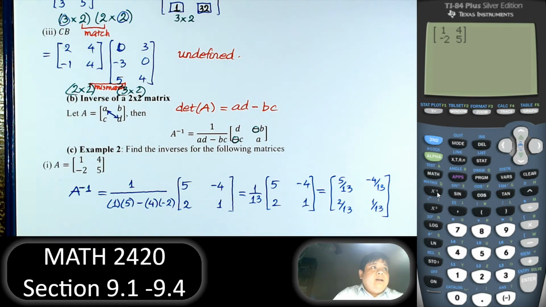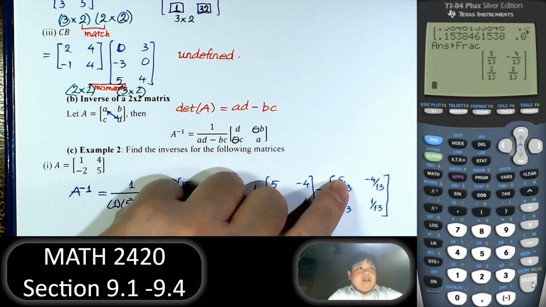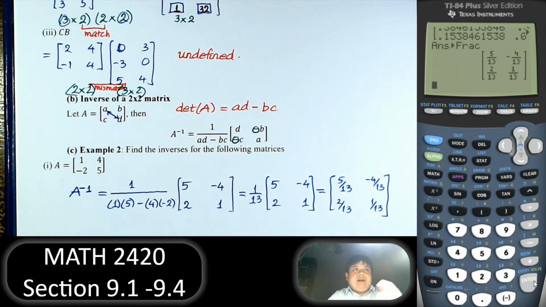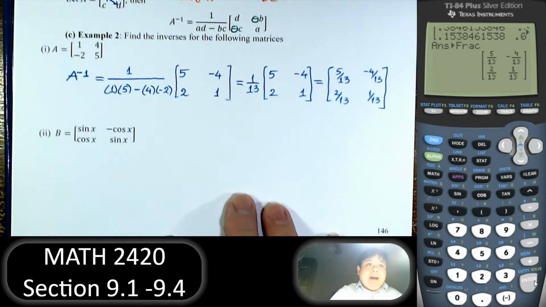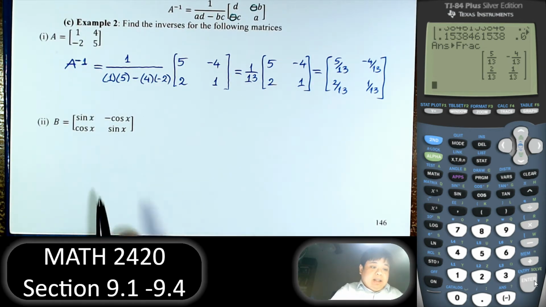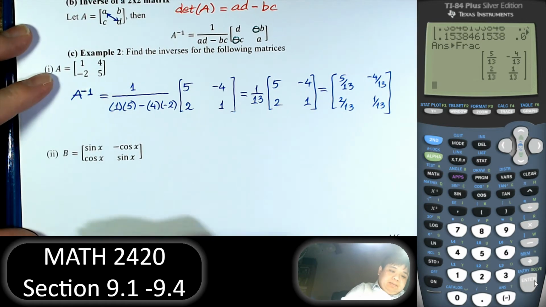Then inverse. Can we change it to fraction? 5 over 13, negative 4 over 13. Yeah. So of course we can just use the calculator. The bad thing is it doesn't work if it has a variable in it. But the formula here still works.